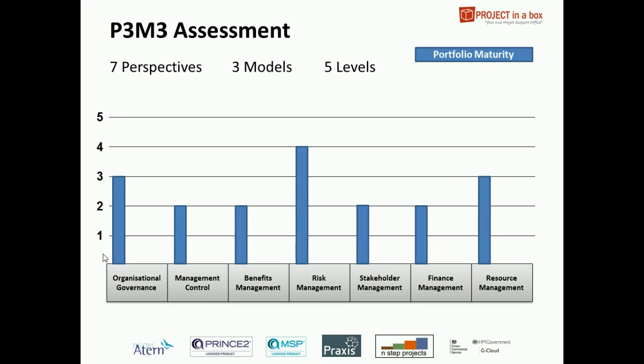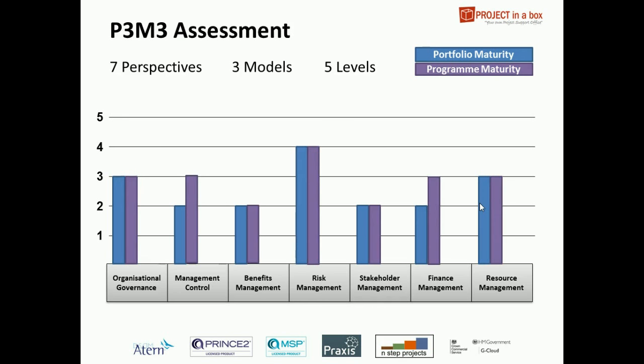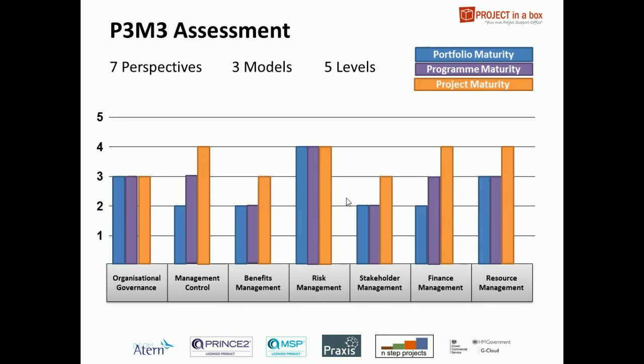And with that you'll get a score, and you will score yourself perhaps against the portfolio maturity of these various levels. So you'll say, reading through the notes, it looks like we exhibit a 3 in organisational governance, and we exhibit a 2 in management control and benefits management, and we can go through like that and identify broadly what our exhibited performance is against these various topics. Then we can do the same again for program maturity and mark that up again, and then obviously the same again for project maturity and mark that up again. And so we'll end up with these scores.